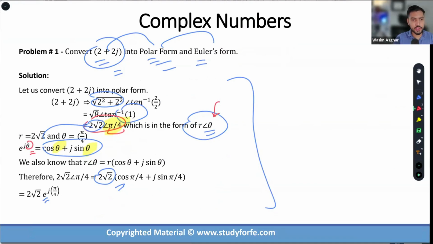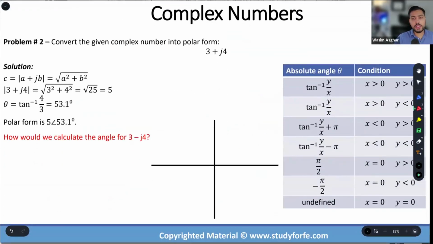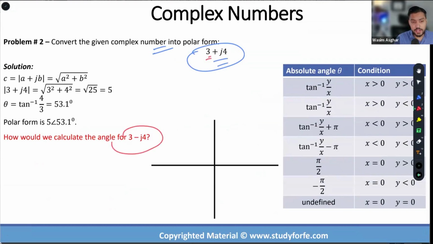Pretty simple, straightforward, right? Now, this can also take a little bit of a graphing form where I give you a complex number. You see this, pretty easy. You can plug and check your way through the calculator. And I ask you to convert this into polar form. Not an issue. But here's the catch. What if this was not a 3 plus j4, but it was a 3 minus j4?